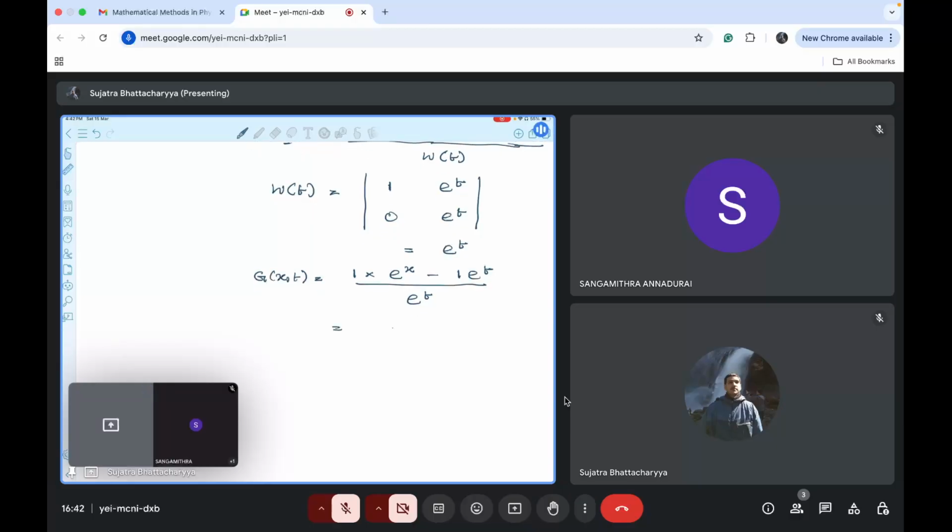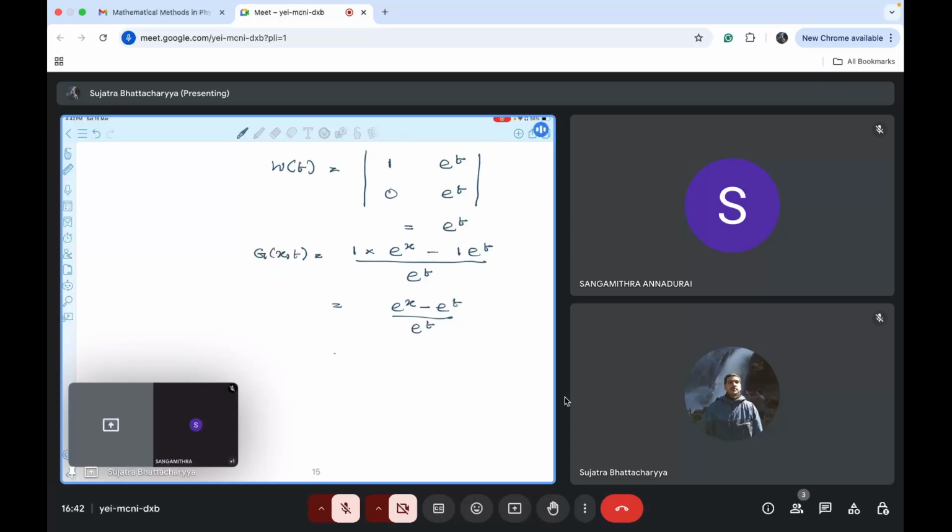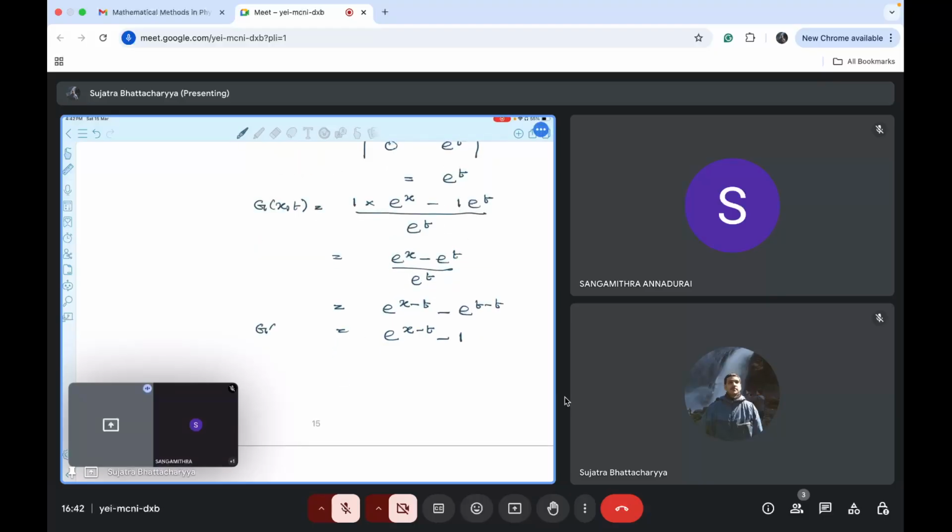So you get, therefore, e to the power x minus e to the power t, divided by e to the power t, or e to the power x minus t, minus e to the power t minus t, or e to the power x minus t minus e to the power 0, which is 1. So this is your Green's function which has been calculated. This is one of the things which had to be calculated.